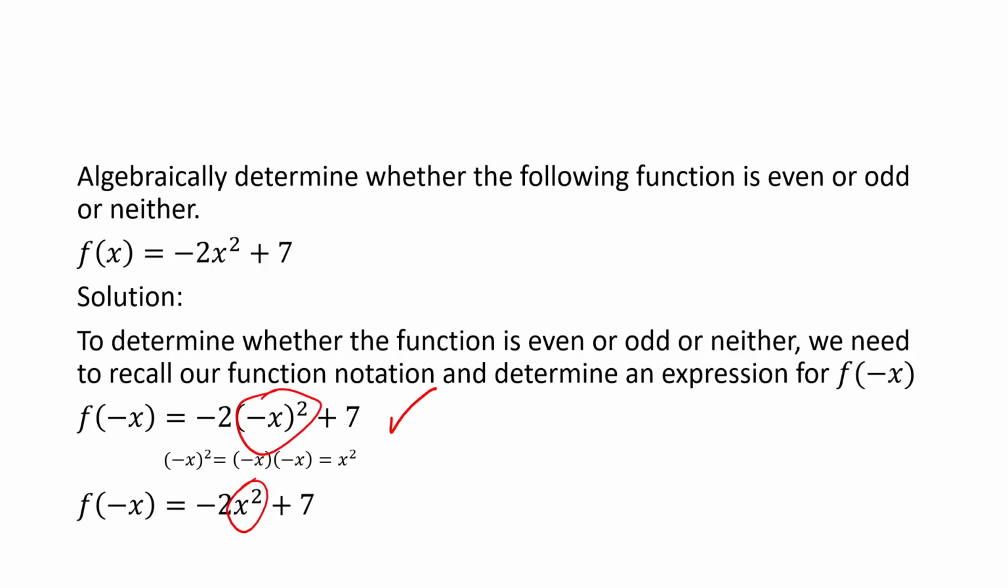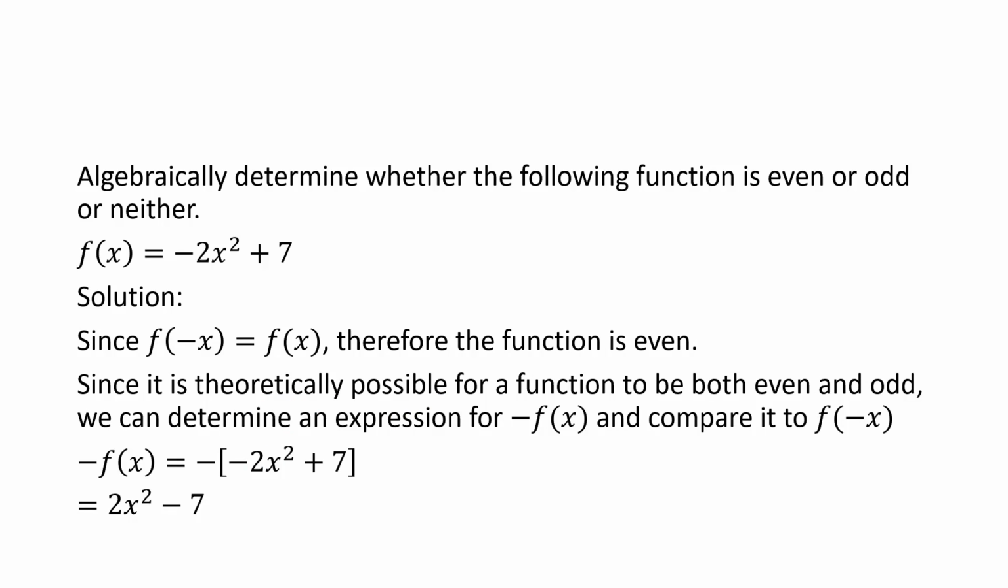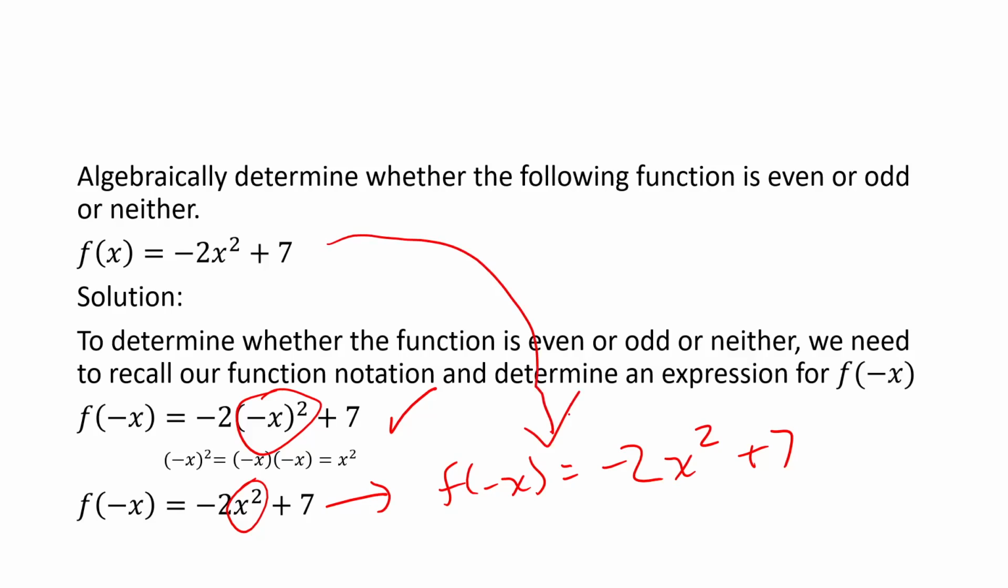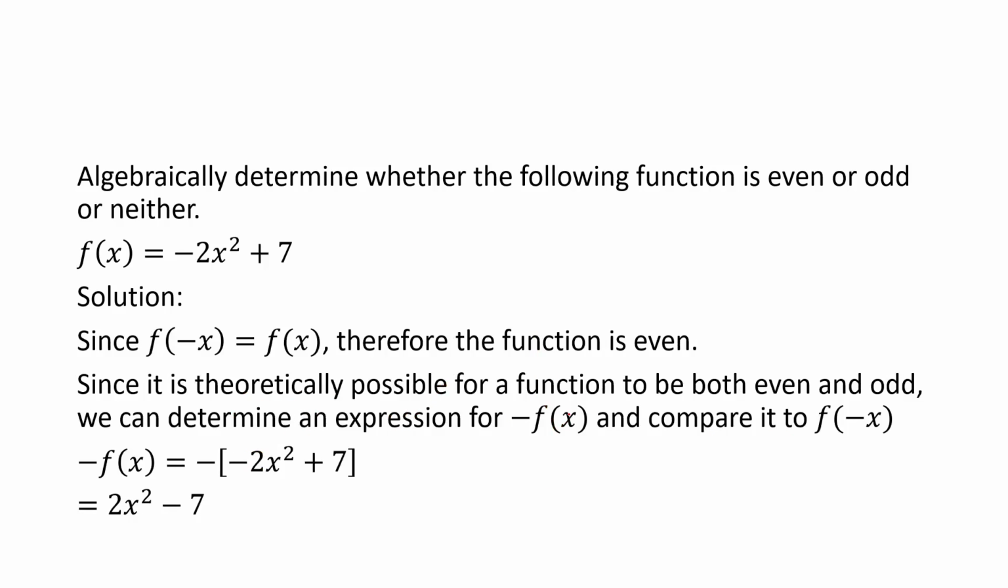And when I do that, I get f of negative x equaling negative 2x squared plus 7 right here. f of negative x equals negative 2x squared plus 7. Well, that's exactly the same as the expression for f of x. So since f of negative x equals f of x, therefore the function's even.